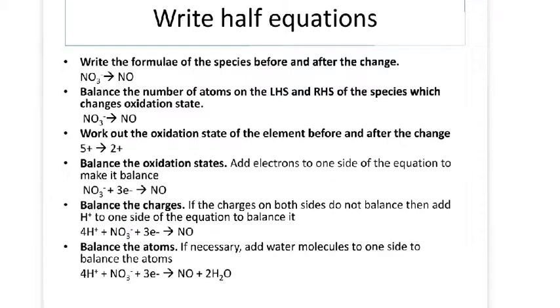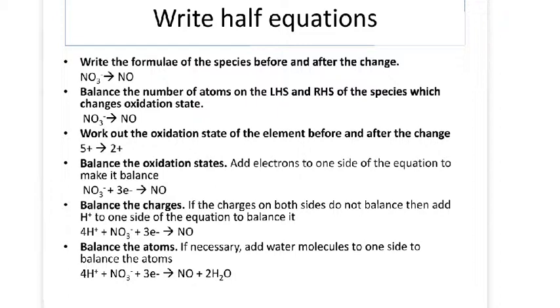Okay, so now we're going to try a slightly more complicated example, but the process we need to do is exactly the same. It's just that those last two steps that we didn't need last time, we need this time. So first thing that we did last time was write the formula of the species before and after the change. This time we're going to look at NO3- on the left hand side and then NO on the right hand side. So we've just written out the two species before and after the change.